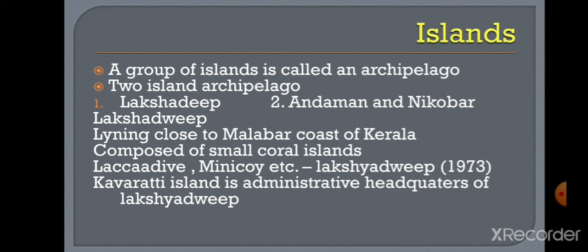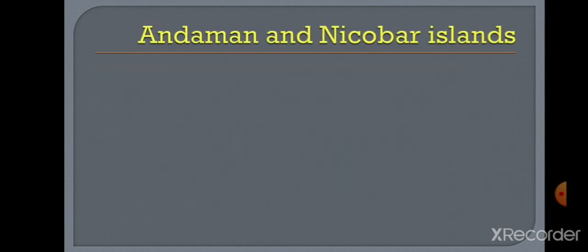Okay. Now Lakshadweep is composed of small coral islands, and before 1970 it was named Laccadive, Minicoy, etc. And in 1973, we changed its name, and the whole archipelago was named Lakshadweep. And the major island here, the administrative headquarters of Lakshadweep, is known as Kavaratti. Okay, everyone. Now, next part of islands are Andaman and Nicobar Islands.